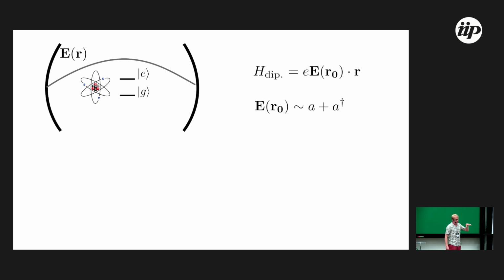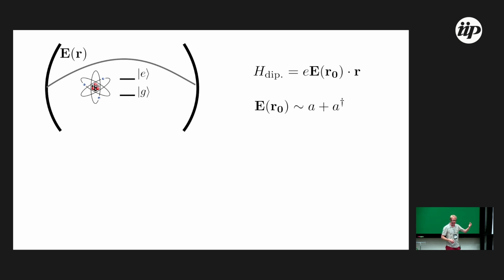So in cavity QED, usually we think of an atom that is stuck inside a cavity and it wants to interact with the electromagnetic field mode. The Hamiltonian we use to describe this interaction in the long wavelength limit is the dipole interaction. Usually it's the interaction between the charged dipole and the electric field, but it could just as well be the interaction between the magnetic dipole of some atom or some excitation and the magnetic field.